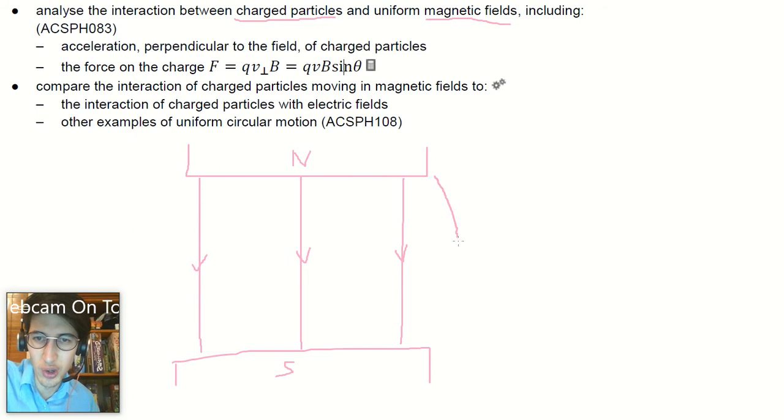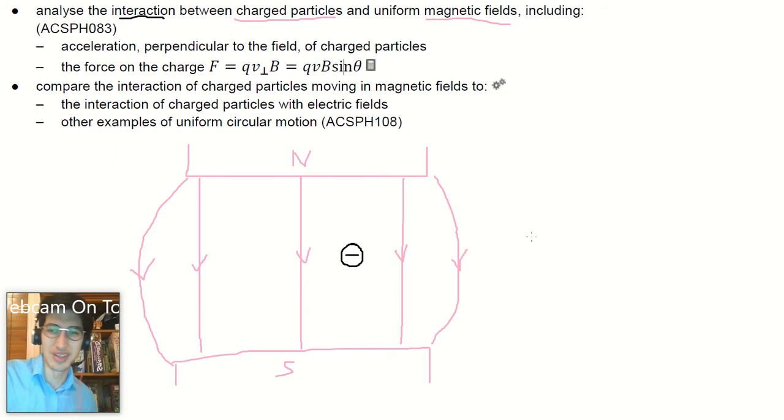There's going to be a curve to the magnetic field on the sides, so we're not talking about the parts on the side, just in between. And the interaction between charged particles and a uniform magnetic field. So if we put a charged particle in this magnetic field, what is the interaction? The interaction is absolutely nothing. Nothing happens at all. The charged particle does not care about this magnetic field whatsoever.